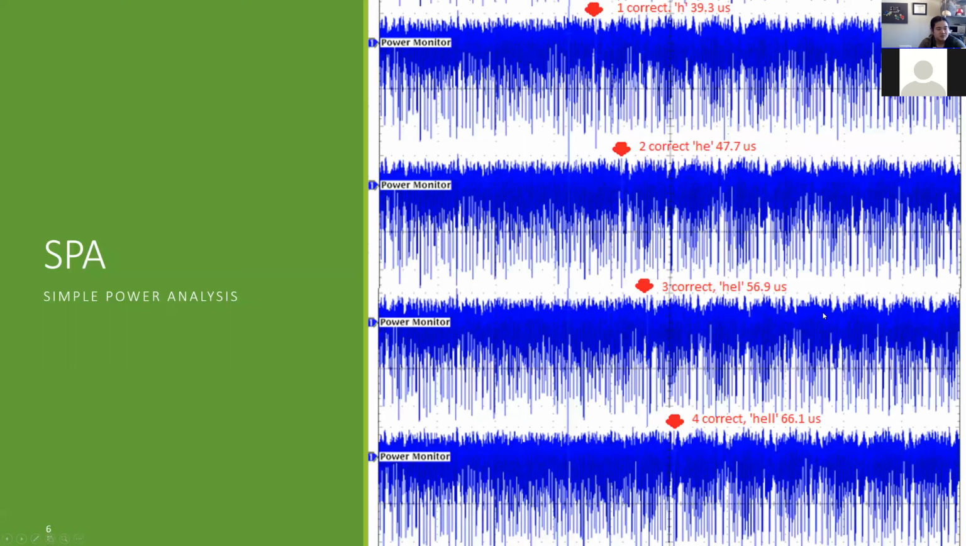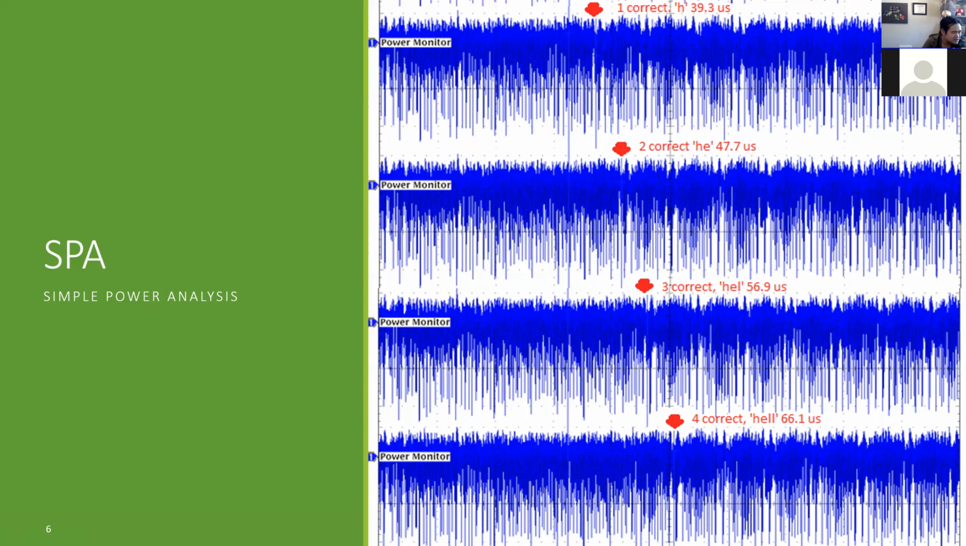So there's something called simple power analysis. Simple power analysis is essentially saying, we look at the scope trace. Normally in this class, we'd go look at a lot of scope traces, but guess what? We have no scopes this term. So this is the best we're gonna get. Look at these traces. This is a for loop password checker, and the password is hello.